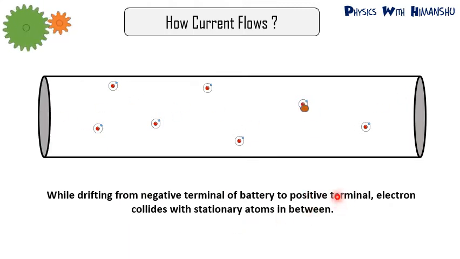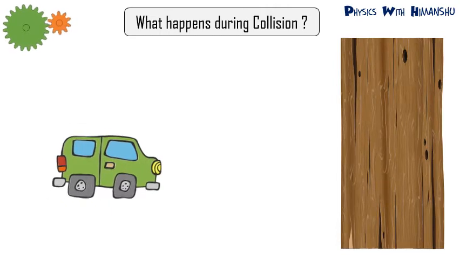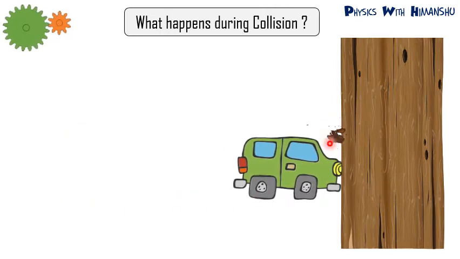And what happens when a fast moving body collides? Heat energy is produced when there is a collision. So in a current carrying wire, since electrons are colliding with stationary atoms, a lot of heat energy is getting produced, because there are millions of atoms with which the electrons collide when current is flowing in a wire. Okay, so you have to remember this concept.